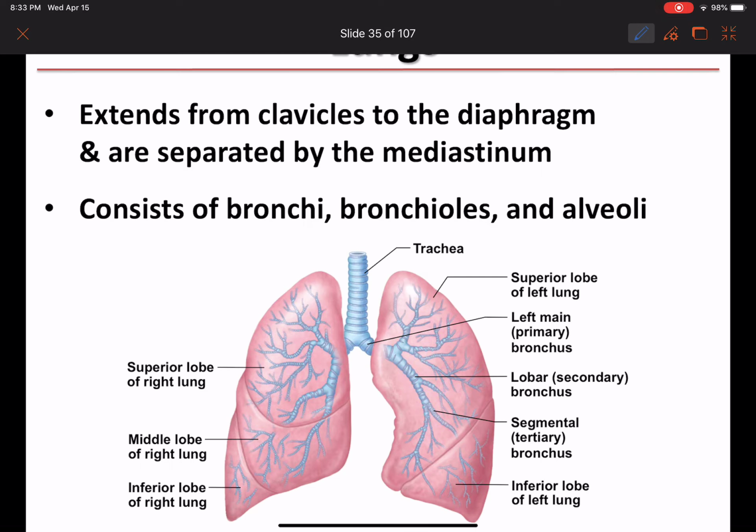So the lungs are going to consist of your bronchi, bronchioles, and the alveoli. So all those air passageways contained within the lungs obviously are part of the lungs. Quite a bit of the lungs' bulk, however, is attributable to the alveoli and the connective tissue between them.